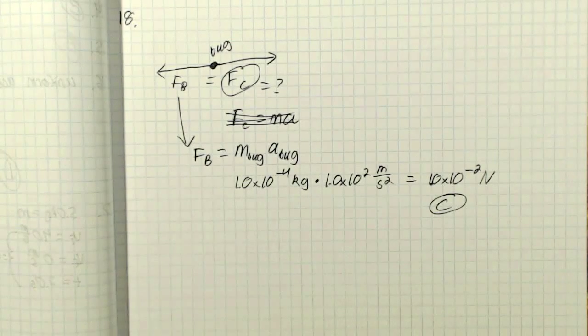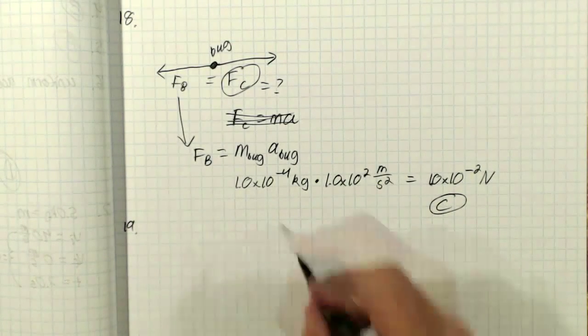I don't like that problem. Let's move on. Question 19 says, a bird feeder with 2 birds has a total mass of 2 kilograms and is supported by a wire as shown in the diagram below. The force in the top wire is approximately... Hang on, let me draw this real quick.